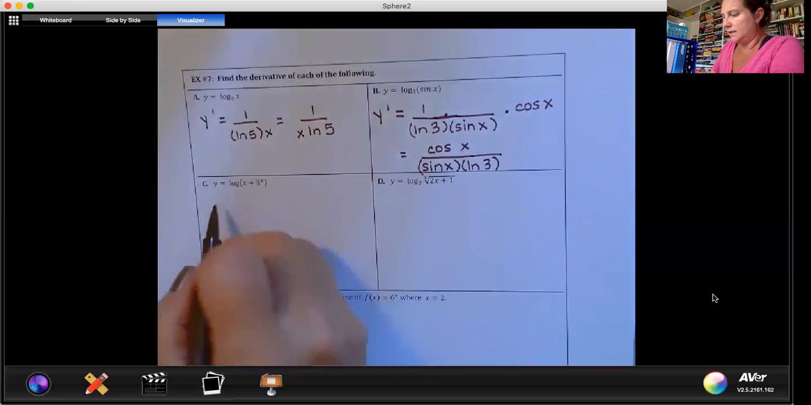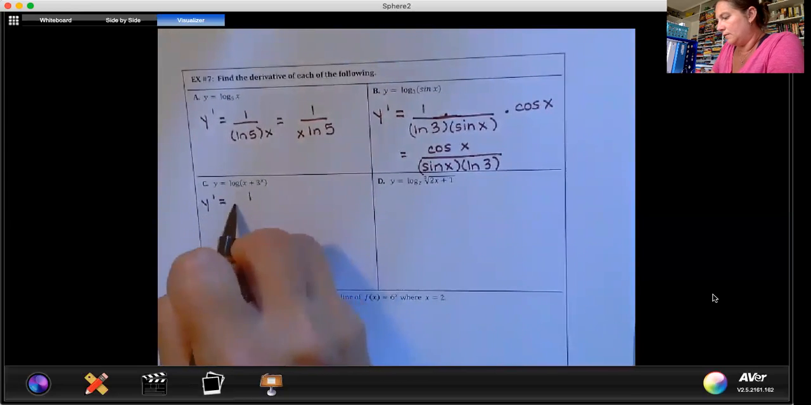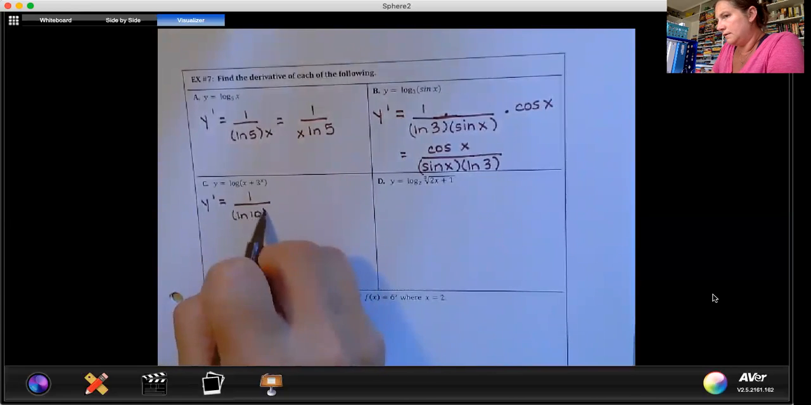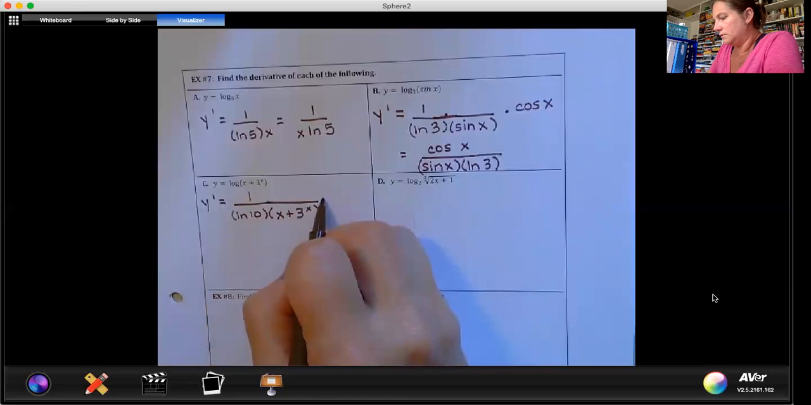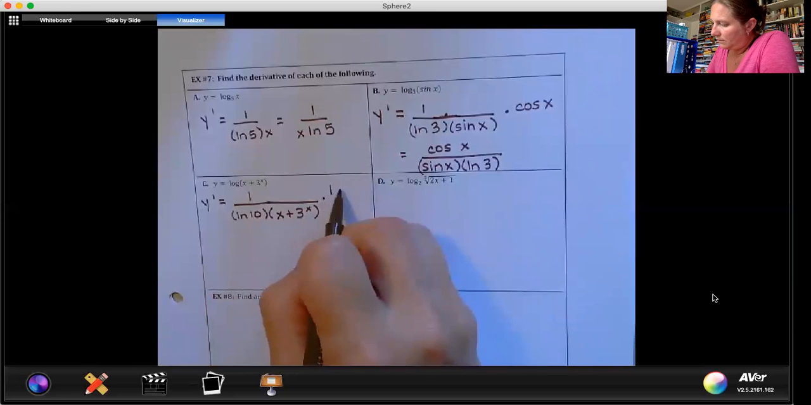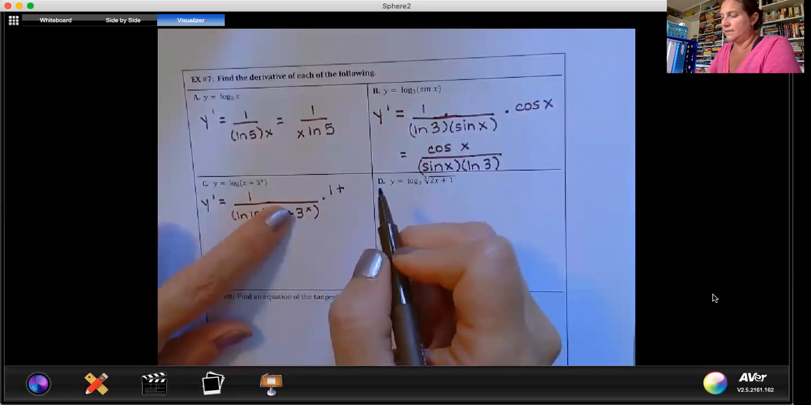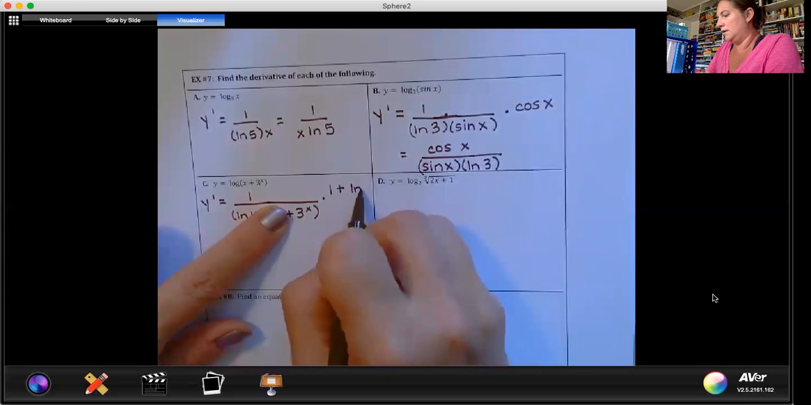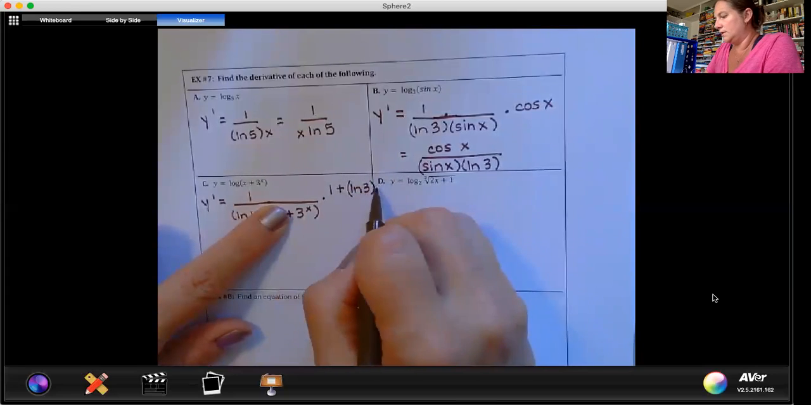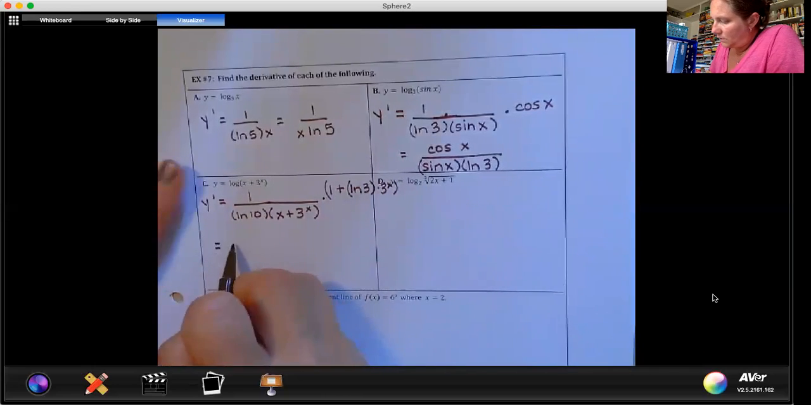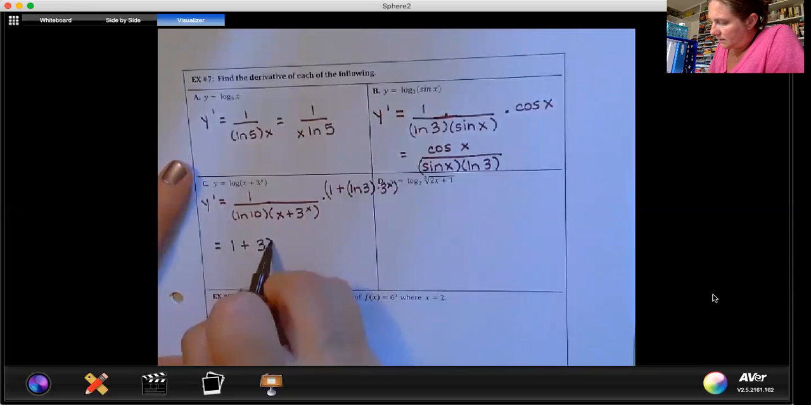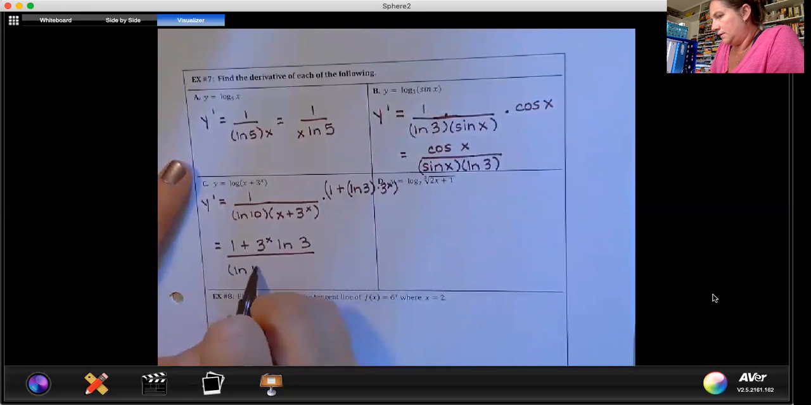Base of 10 for part C, so y prime equals 1 over ln 10 times the function times the derivative of the function. So that's 1 plus, and then the derivative of 3 to the x is ln 3 times 3 to the x. So your answer is 1 plus 3 to the x ln 3 over ln 10 times x plus 3 to the x.